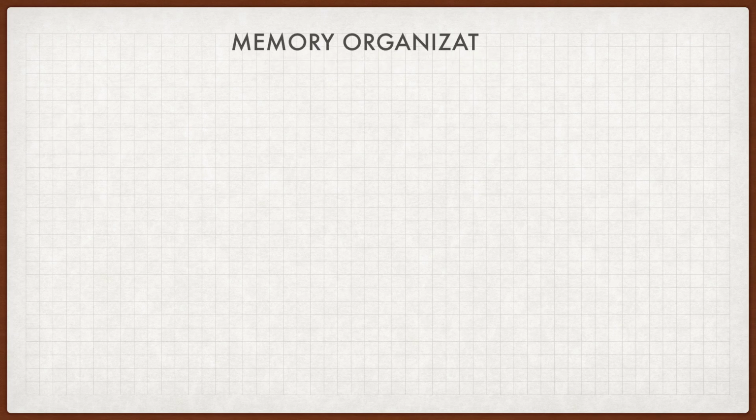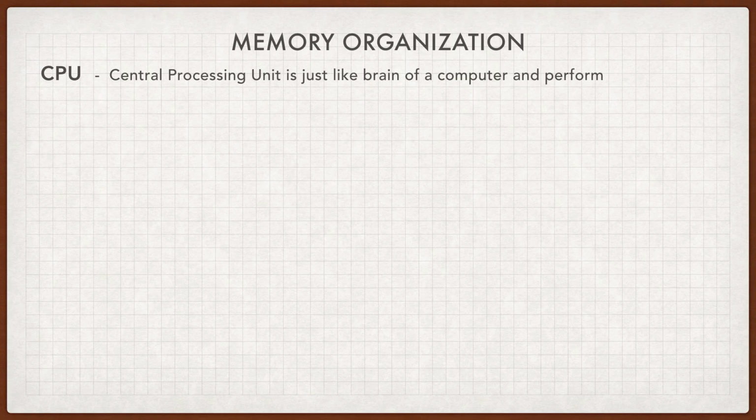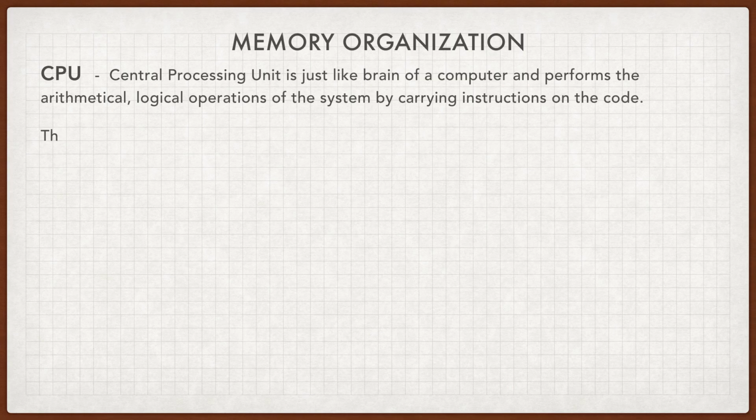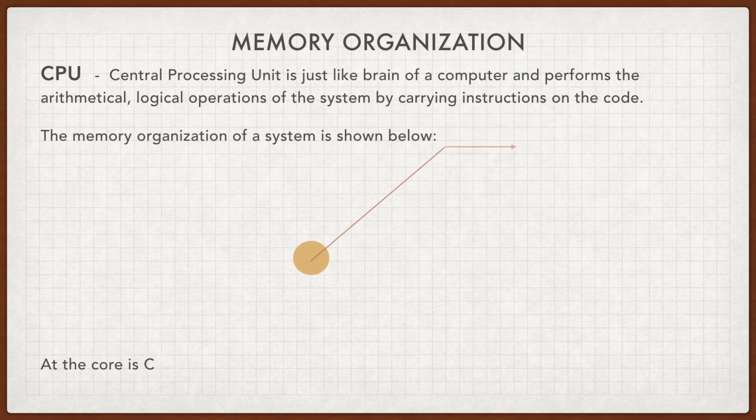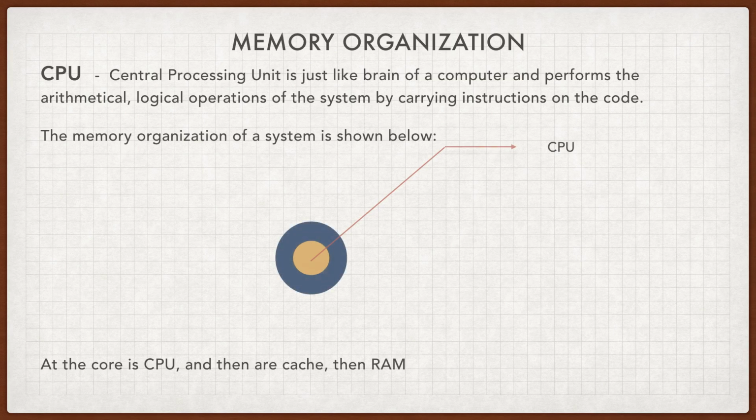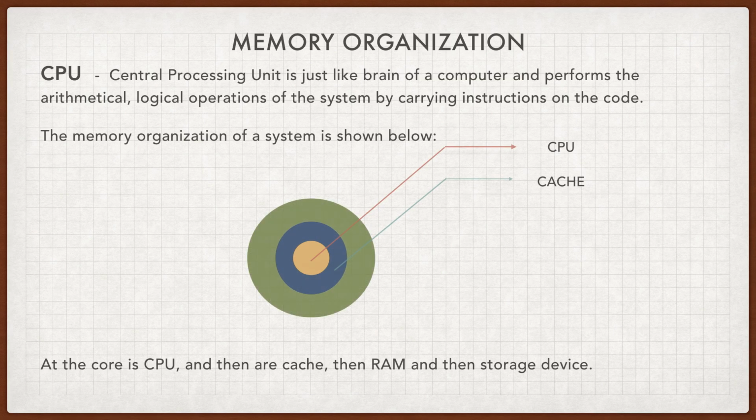Memory organization: the CPU, central processing unit, is just like the brain of a computer and performs the arithmetical and logical operations of the system by carrying out instructions on the code. The memory organization of a system is shown. At the core is the CPU, and then our cache, then RAM and then the storage device.